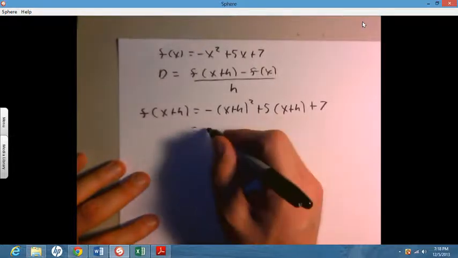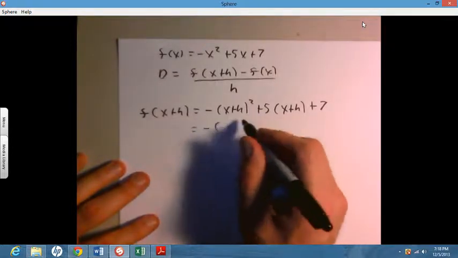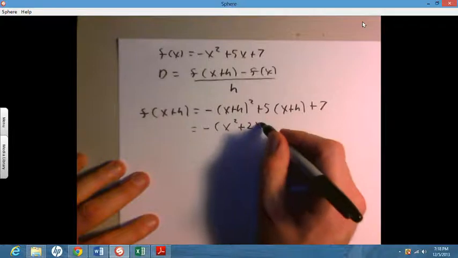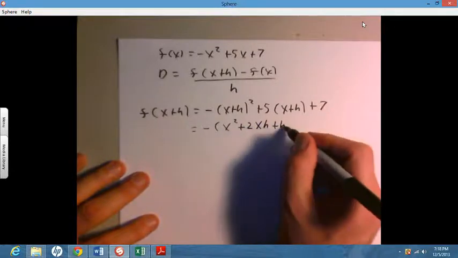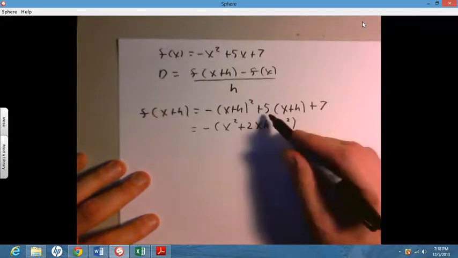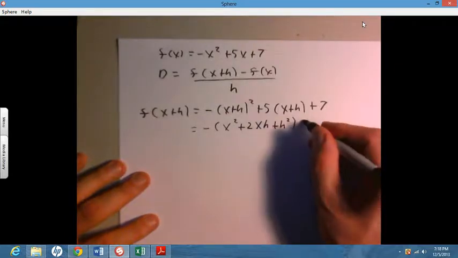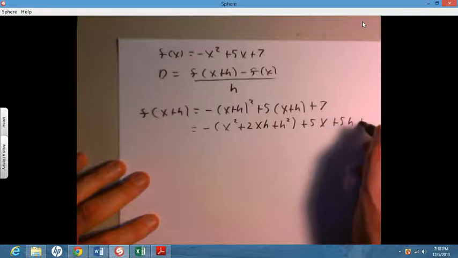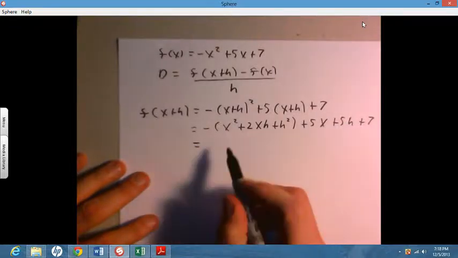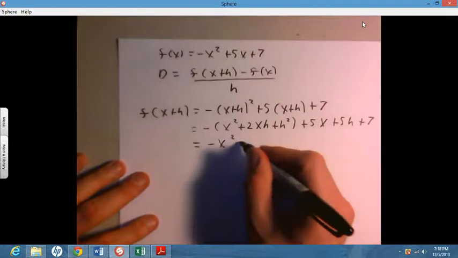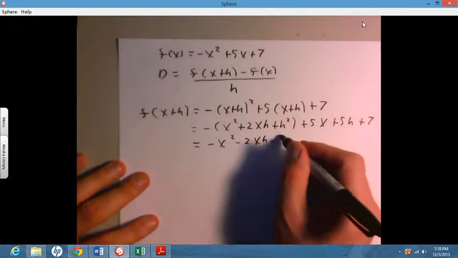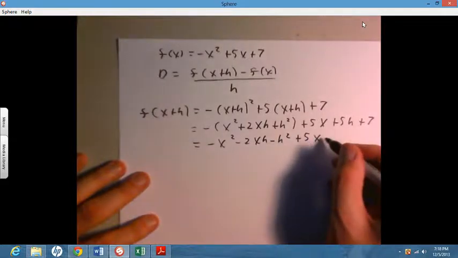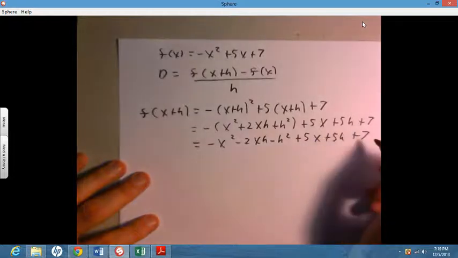So I'm going to note that this is going to be negative. Now x plus h squared is the square of the first term, which is x, plus 2 times the first term, which is x, times the second term, plus the square of the last term, which is h squared. Now I can distribute the 5 to the x and to the h. So it's going to be 5x plus 5h, and we have a 7 over here. And lastly, I can just distribute the negative sign to each of these, so it's going to be minus x squared minus 2xh minus h squared plus 5x plus 5h plus 7. Great.